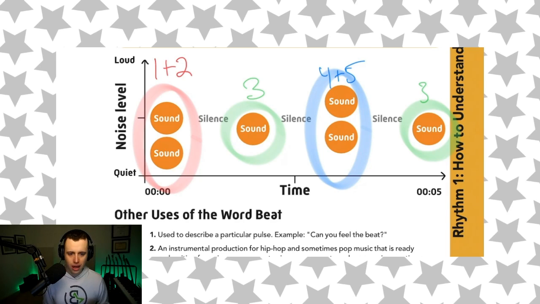So there you go. Every time we go through this series of pulses, 1 plus 2, 3, 4 plus 5, 3. 1 plus 2 is happening 1 time, 3 is happening 2 times, and 4 plus 5 are happening 1 time. Let's listen through this example one more time, and I'm going to call out the beats as they happen.